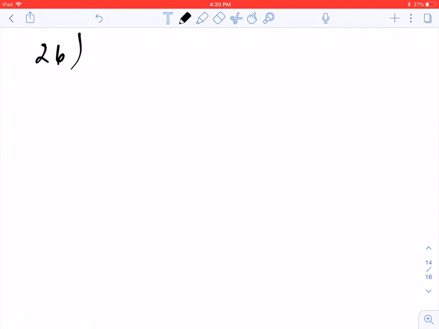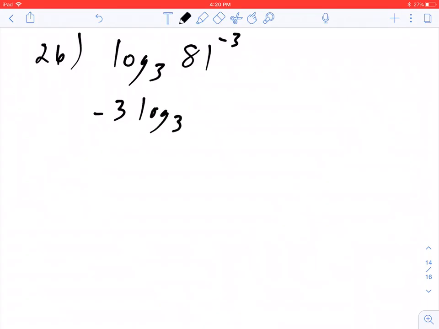26 is log base 3 of 81 to the negative third. Power property allows us to bring that down. I'm also going to rewrite 81. You're always trying to think of the number that's being logged and trying to see if you can rewrite it as a power of the base. In this case, 81 is actually 3 to the 4th power. 3 times 3 is 9, times 3 is 27, times 3 is 81.